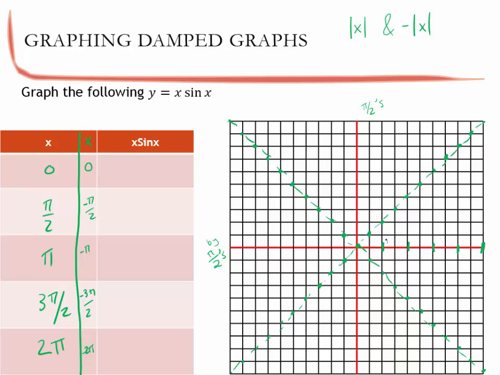Okay, so that's pi over 2. That is pi. That's 3 pi over 2. That's 2 pi. And this is 5 pi over 2 out here. And then we're also going to do the negative stuff as well.